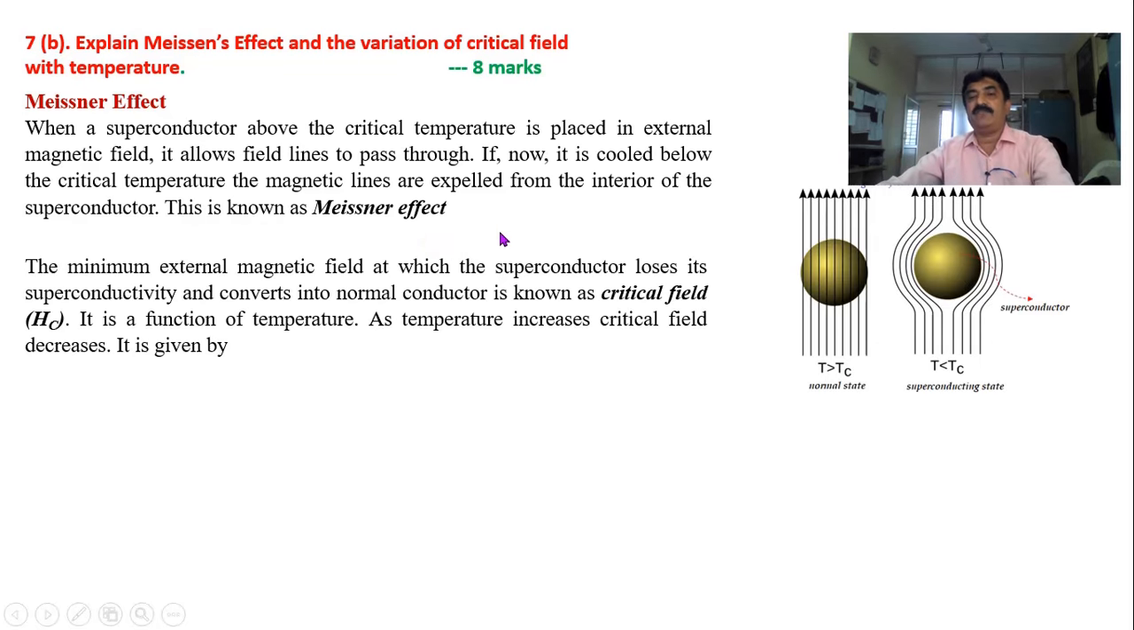This Meissner effect, diagrammatically I can show like this. See, this is a superconducting sphere and temperature is above Tc and lines are passing through.